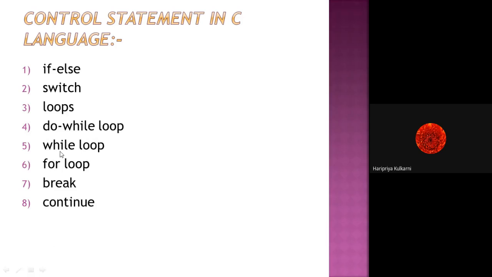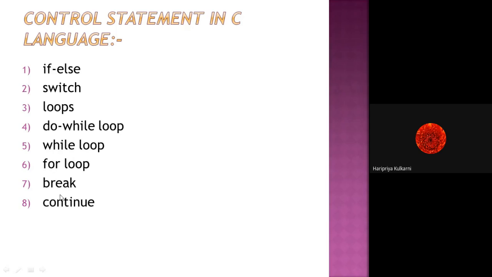Then there is the while loop. While a condition is there, if the condition is met, then it will execute, otherwise not. Now for the for loop, there is a speciality that we have three operations within the same loop. At a time, it will assign the value, check the condition, and increment or decrement. All three, assigning, condition checking, and increment or decrement, are possible within the same loop, which is called a for loop.